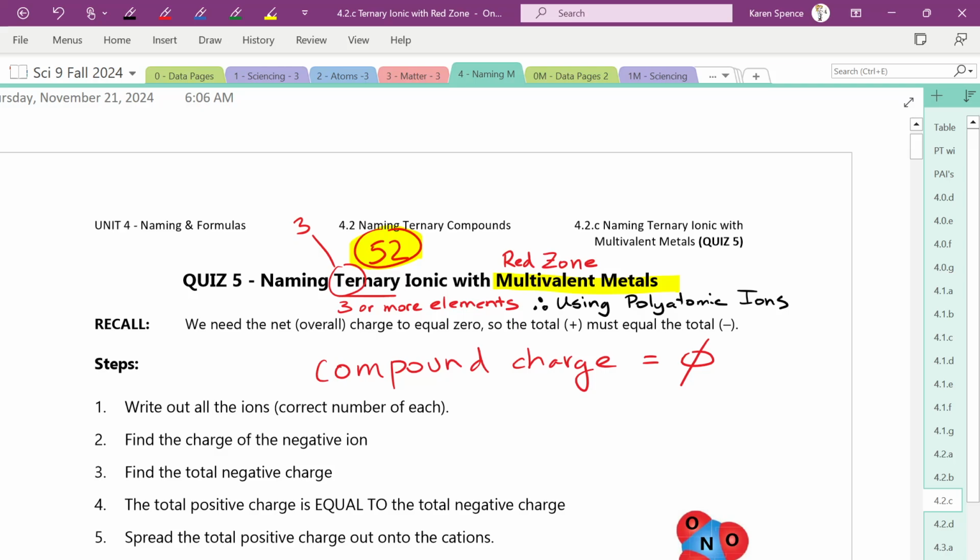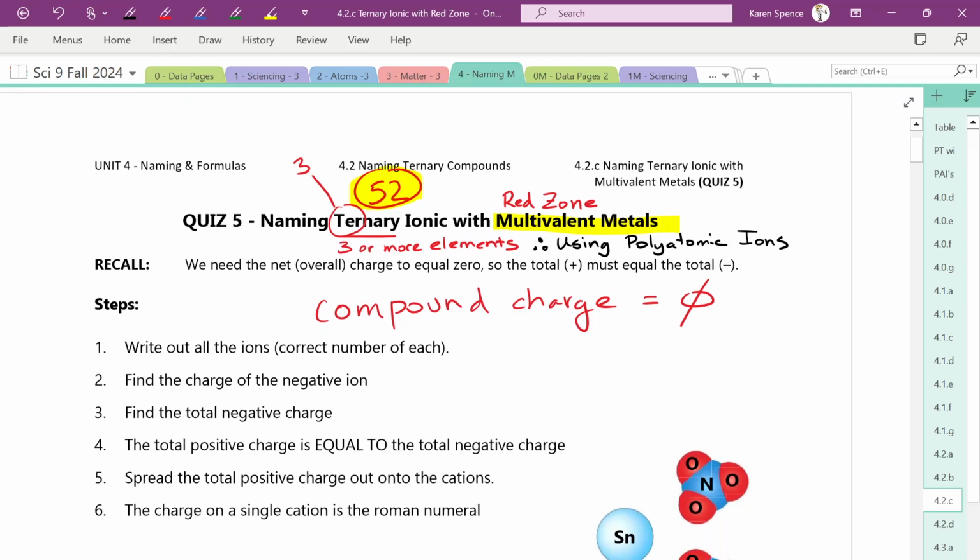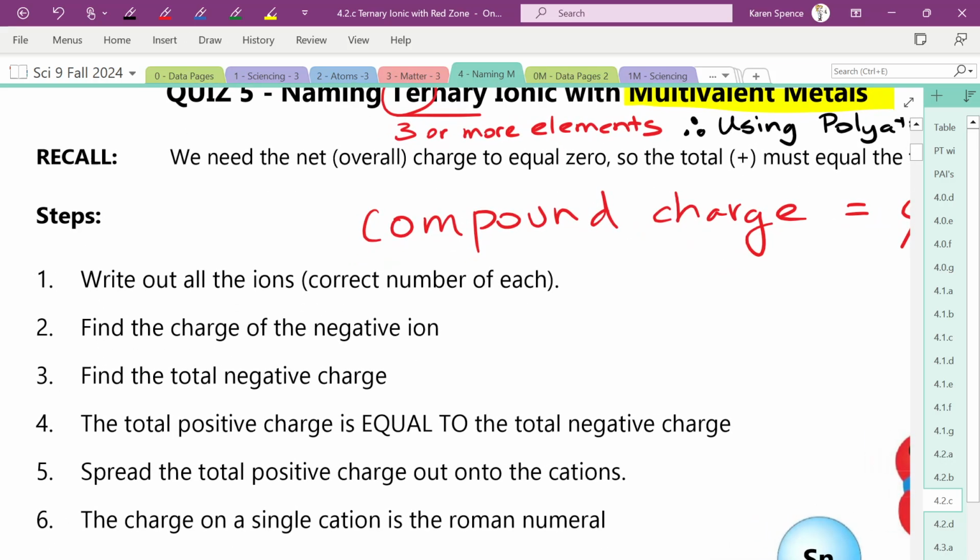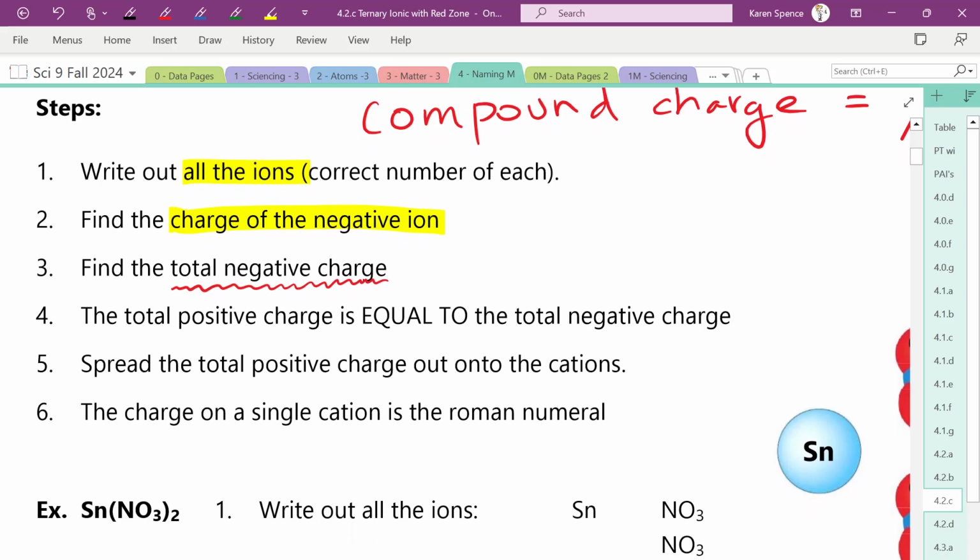So step number 1, we're going to write out all the ions. Step number 2, we're going to find the charge of the negative ion. If it's polyatomic, we will use our green sheet. Find the total negative charge. This should start to become familiar now because we've done this with non-polyatomic ions. The total positive is equal to the total negative, and then share out the total positive charge. Let's take a look at this example.